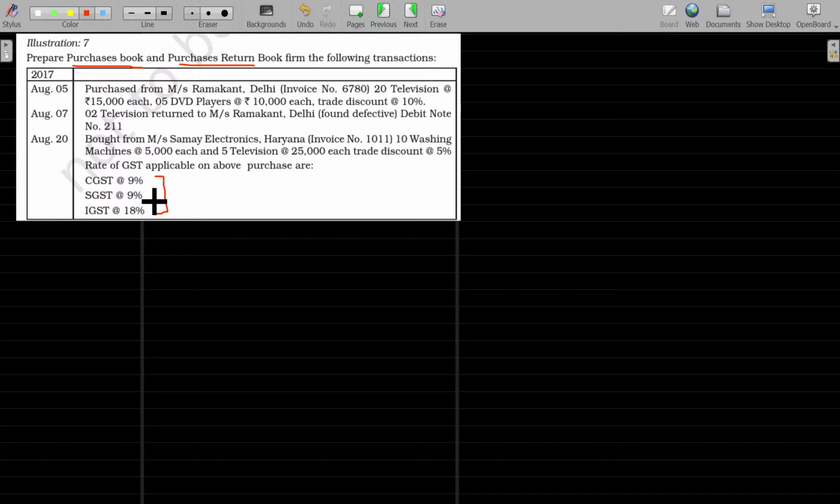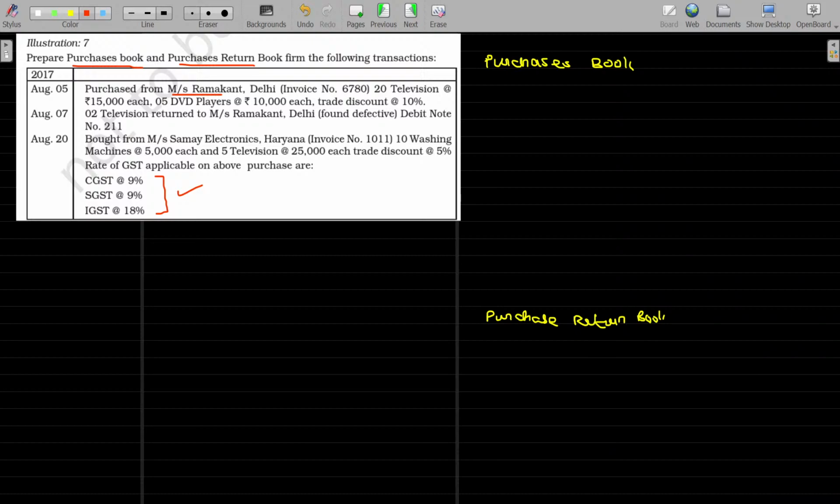Like we don't have the purchases without CGST and IGST or SGST. So you have to understand how to incorporate all these things. Now, purchases book, and then purchase return book.